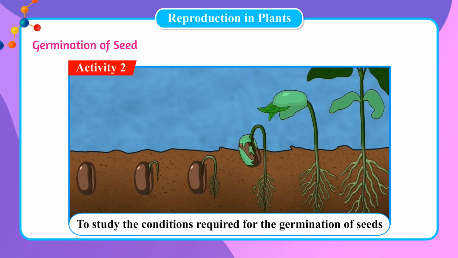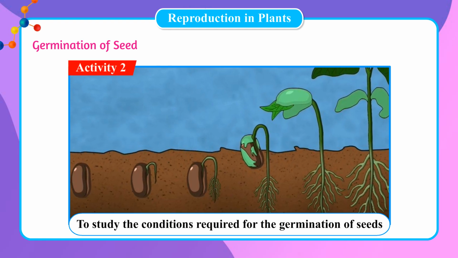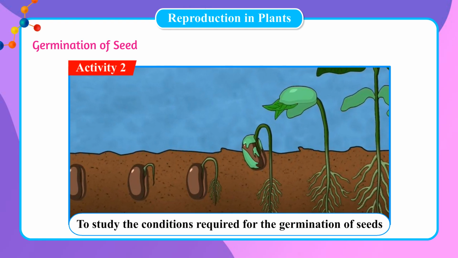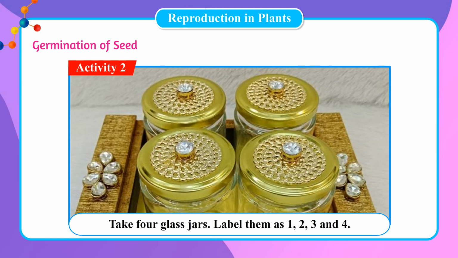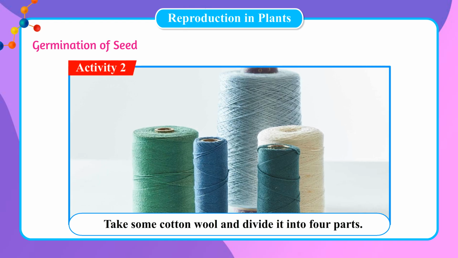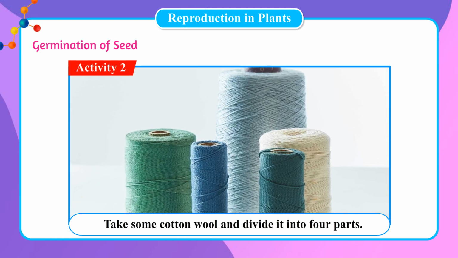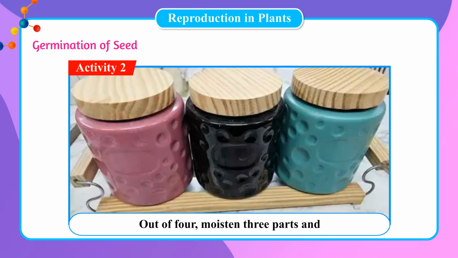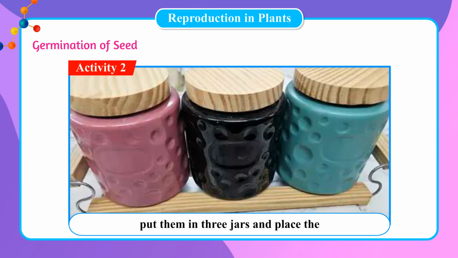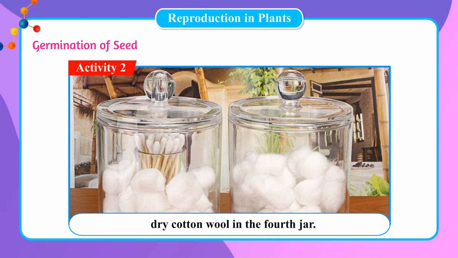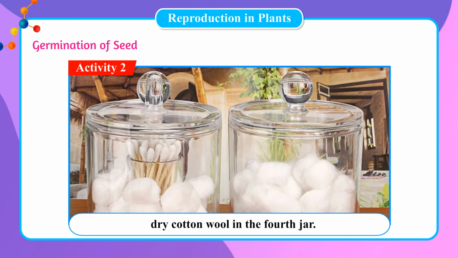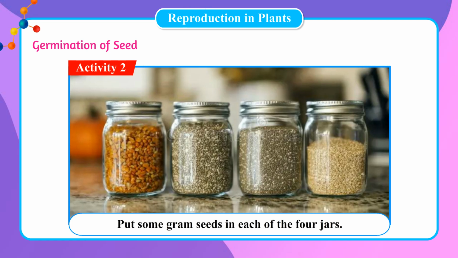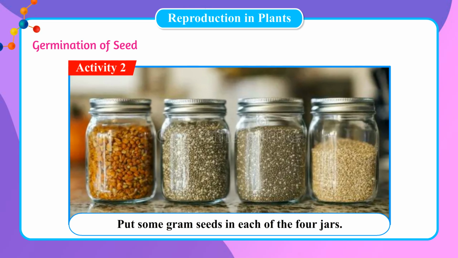Activity 2. To study the conditions required for the germination of seeds, take 4 glass jars. Label them as 1, 2, 3 and 4. Take some cotton wool and divide it into 4 parts. Out of 4, moisten 3 parts and put them in 3 jars and place the dry cotton wool in the 4th jar. Put some gram seeds in each of the 4 jars.